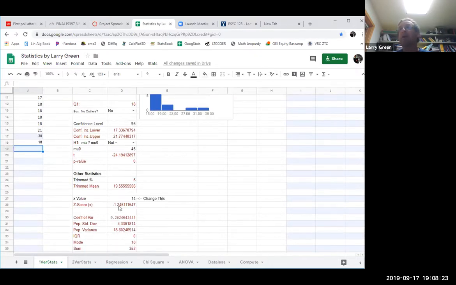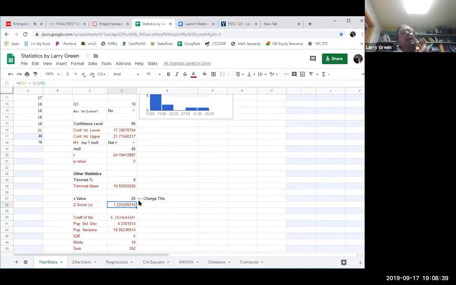It has Z-score, so I can find the Z-score for anything. So if we want to find the Z-score for, say, a 25-year-old, you just type 25, hit enter, and there's your Z-score. Okay, I think you'll find it's probably easier than the calculator. Do you agree? I tried to make it easy.